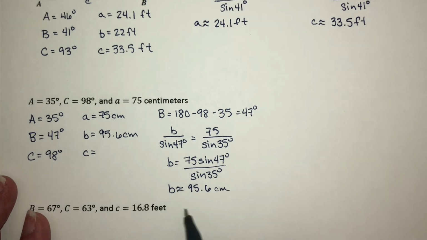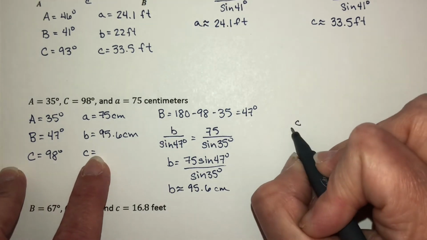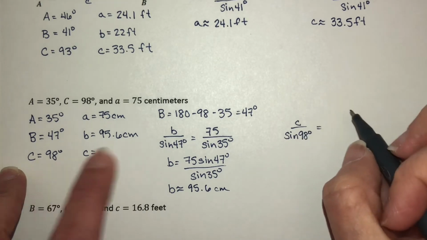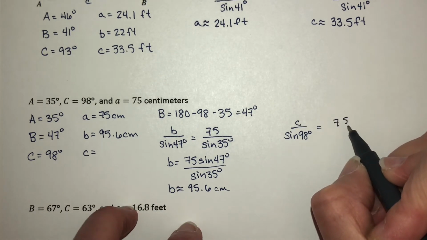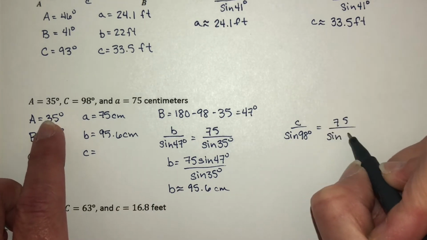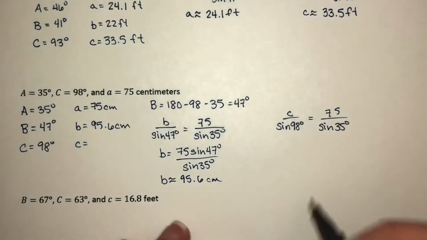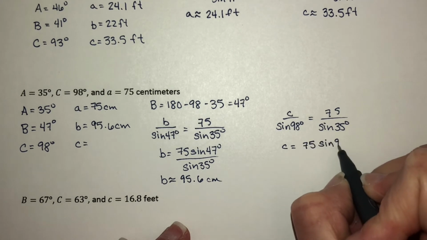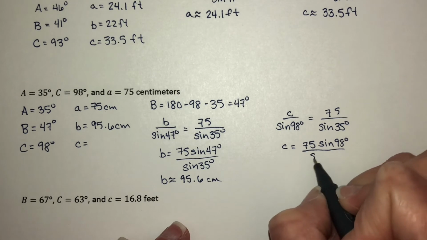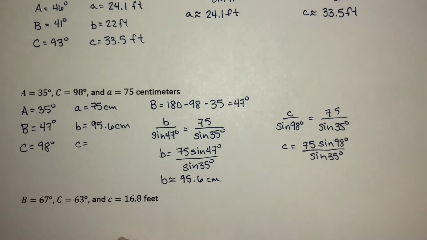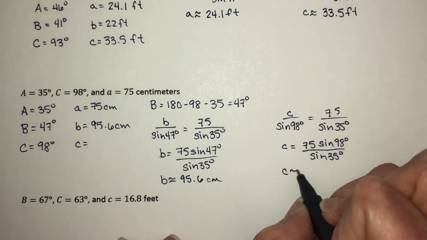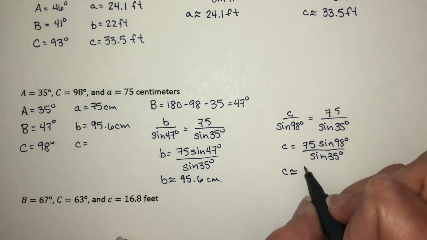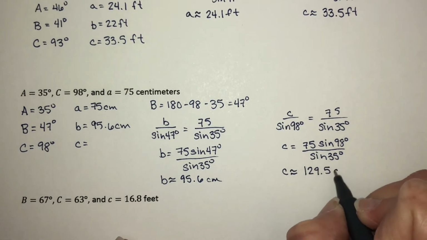Okay, now let's find side C. So C over sine of 98 degrees is equal to 75 over sine of 35 degrees. So our C value is 75 times sine of 98 degrees over sine of 35 degrees. And your C value is approximately 129.5 centimeters.